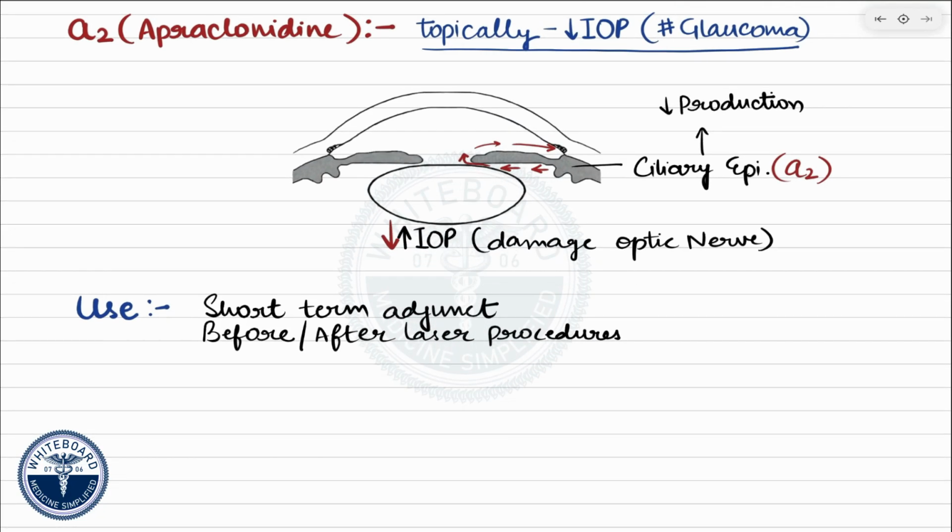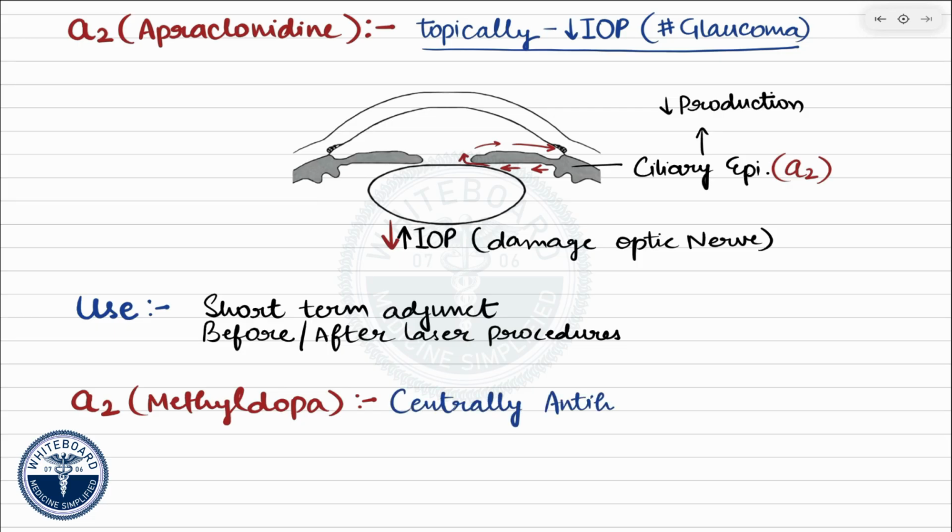The next alpha-2 agonist is methyldopa. Like clonidine, methyldopa is also a centrally acting antihypertensive drug, but there is one important difference in how it produces its effect. Unlike clonidine, which is itself an active alpha-2 receptor agonist, methyldopa is a prodrug.